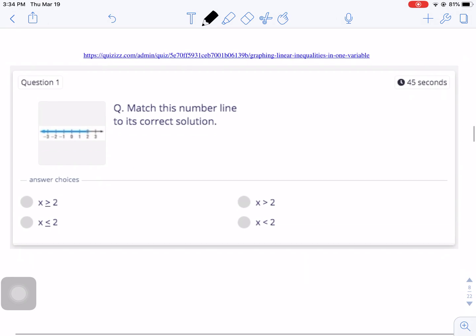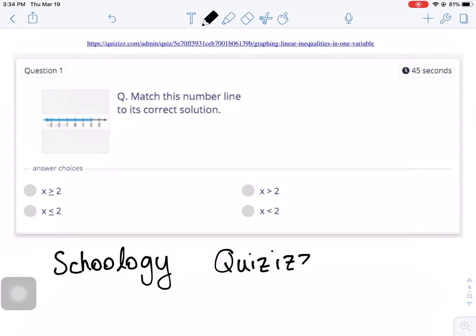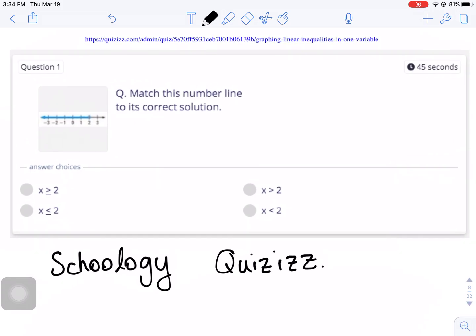At this time, please go back to Schoology and complete the quizzes task. And then you will be done for today once you finish that.